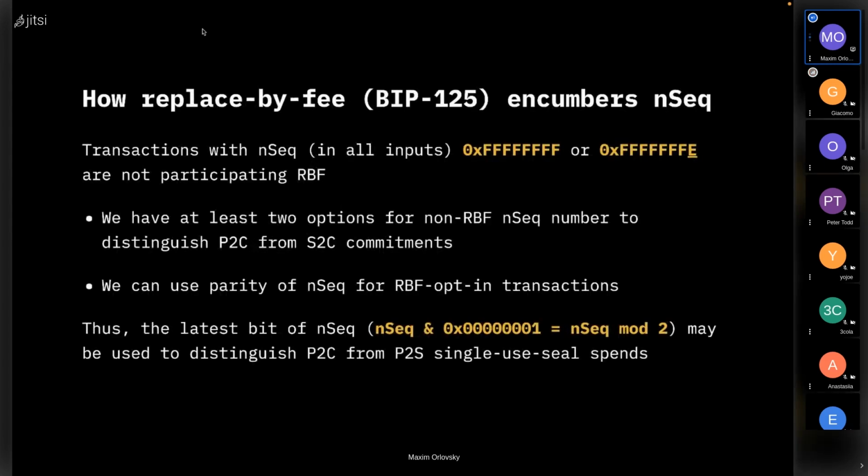So let's start one by one. How does replace-by-fee encumber the nSequence number? If I'm right from what I was reading in the specification, and I really have these questions for Peter, transactions with nSequence which have the value of all bits set, or all bits set except the last one, are not participating in replace-by-fee, RBF. So they are opted out from it. So we have two numbers of nSequence which are not participating, because the standard says less, not less than or equal, but less than this number. Am I right?